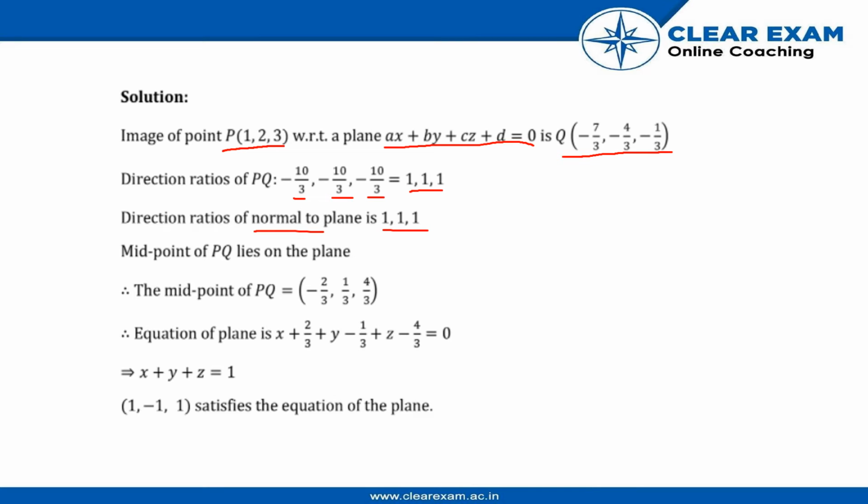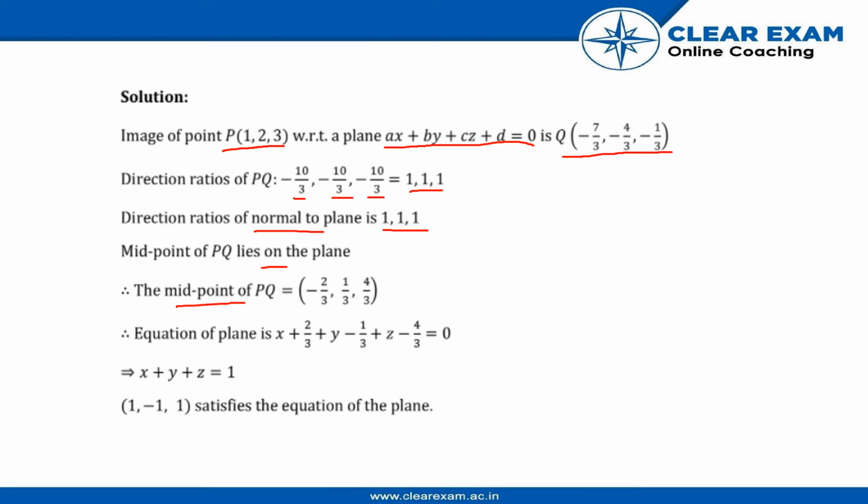So the midpoint of PQ lies on the plane clearly, since one of the points is on one side of the plane and the other point is the exact reflected image on the plane. So the midpoint of PQ in this case would be adding up each of the x, y and z coordinates and dividing them by 2 respectively.